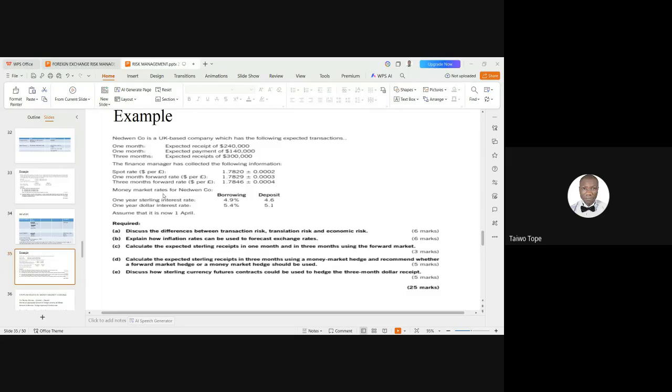So 1.7820 plus or minus. You should know that the higher value will be the addition of this to this, and the lower value will be the deduction of this from this. So same for the others.